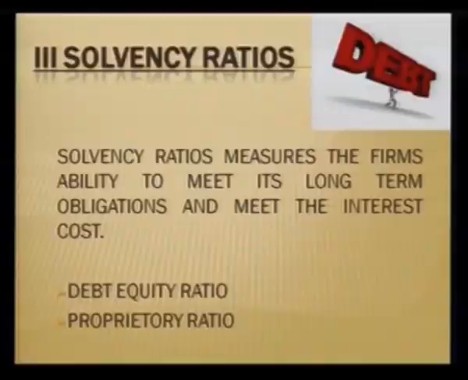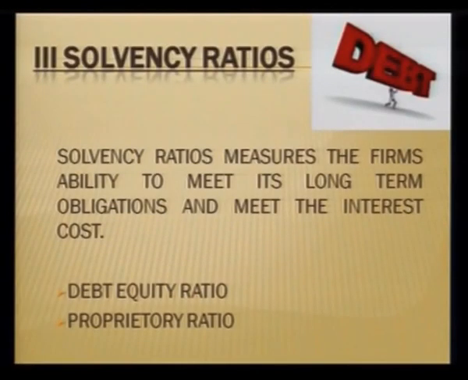Learners, solvency ratio is a ratio calculated to know the ability of the firm to make its payments in the long term, that is, whether the firm will be in a position to pay its debts together with the interest well in time or not. Now this ratio covers two things. One is known as the debt equity ratio and the other is known as the proprietary ratio.